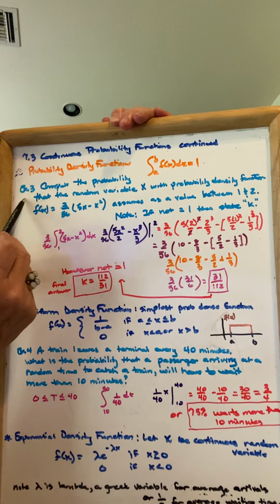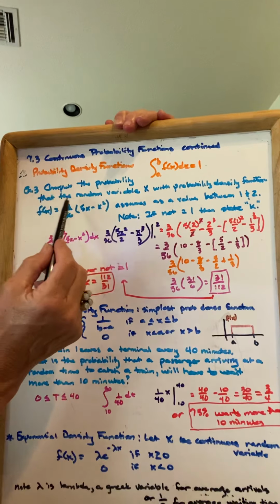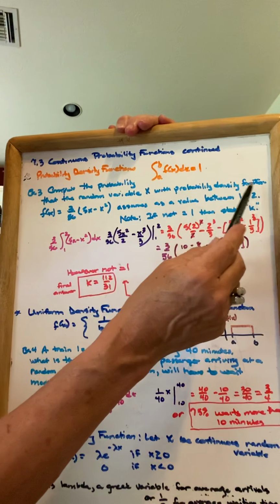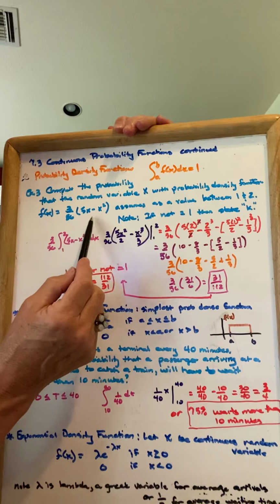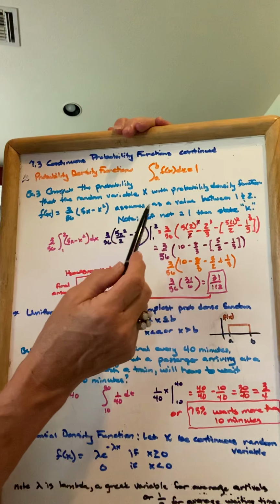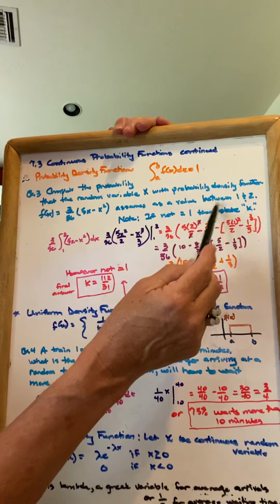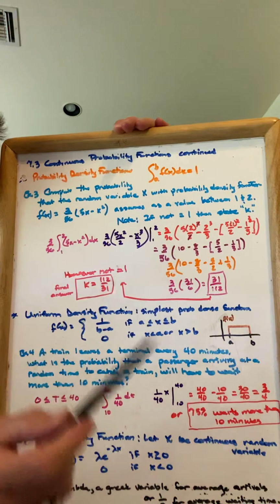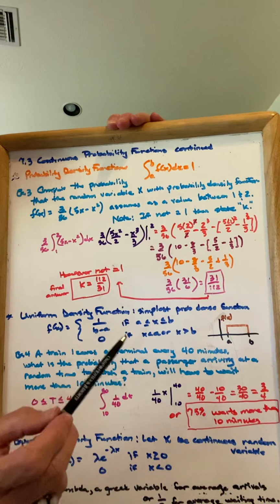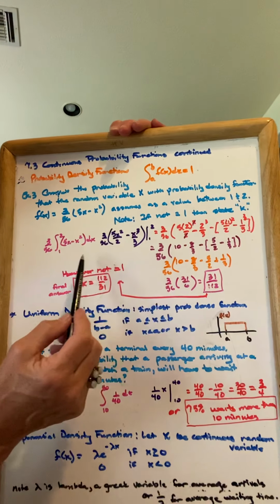So in this example, we're going to compute the probability that the random variable x with the probability density function f of x equals 3/56 (5x minus x squared) assumes a value between 1 and 2. Note, if it does not equal 1, I want you to solve for k. K will make it equal to 1. We'll explain in a minute.